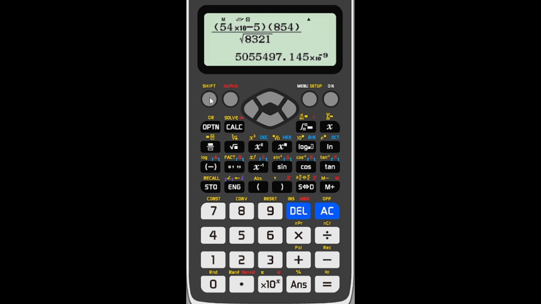Now, what if we want to go back? Then you'll have to press Shift ENG, then again Shift ENG, and you can notice that it is bringing the decimal back to the original position, and then press again Shift ENG, and this is its true value. When 10 is raised to power 0, that means it's 1. So this is its true value without the standard form, right?